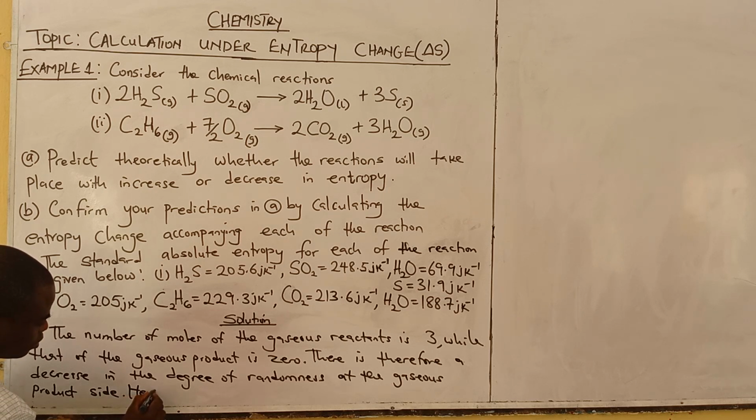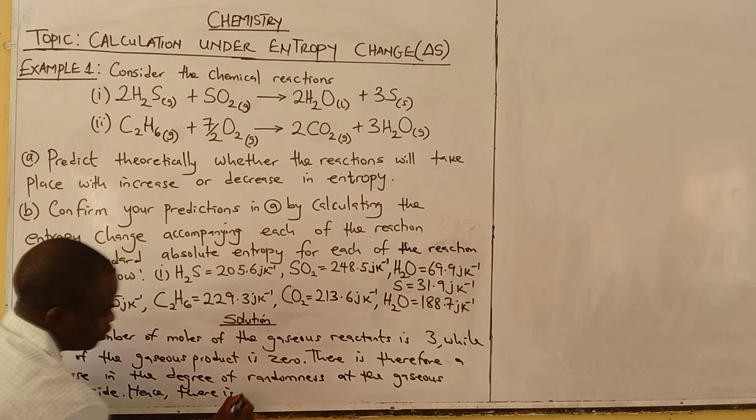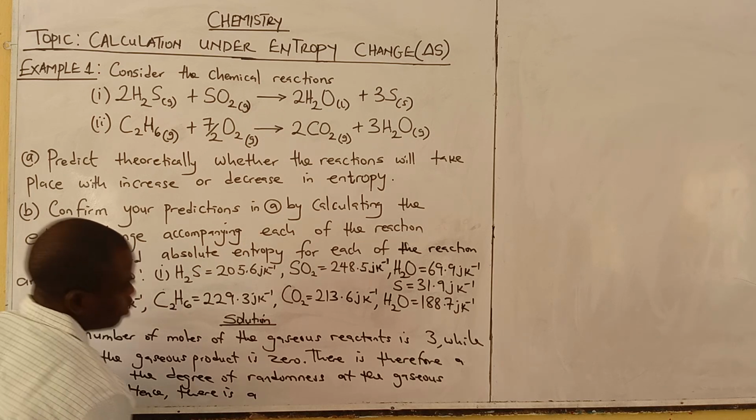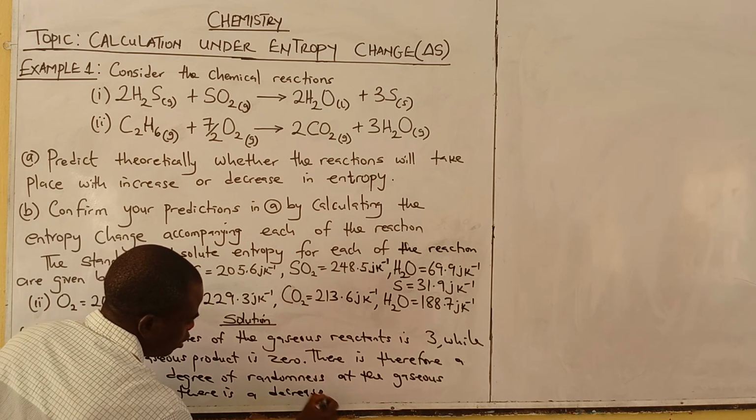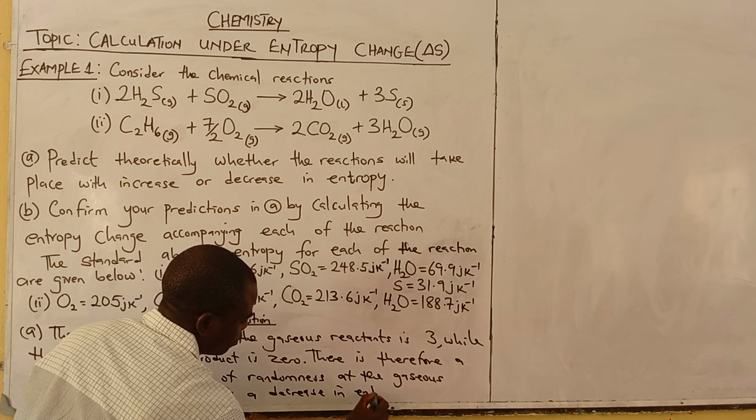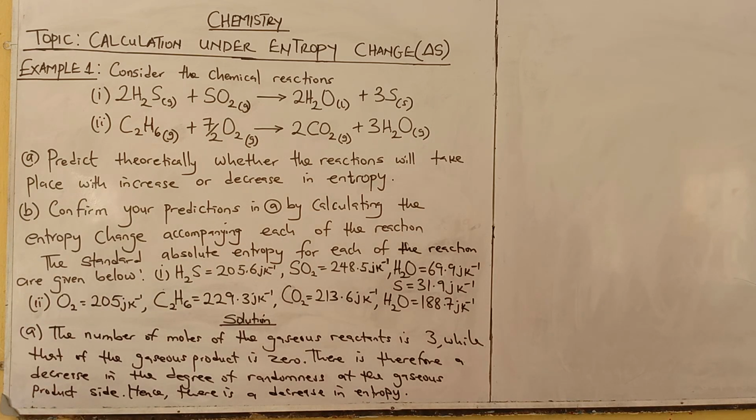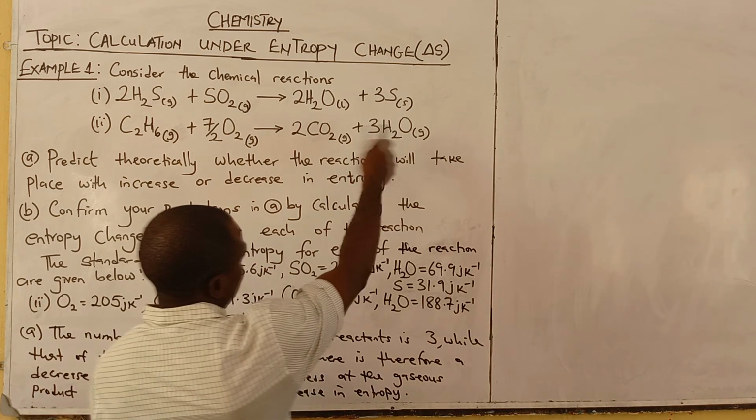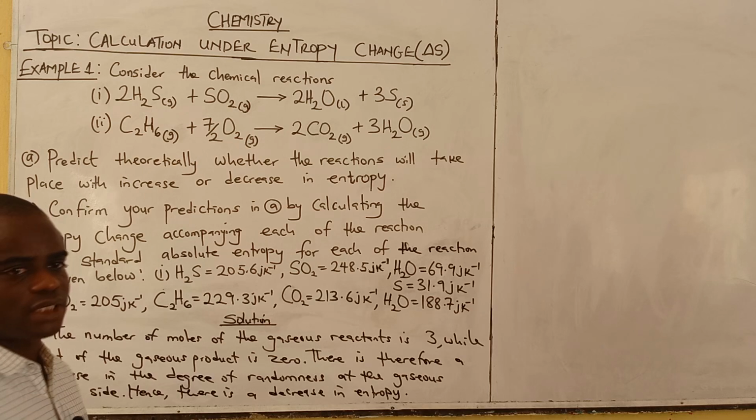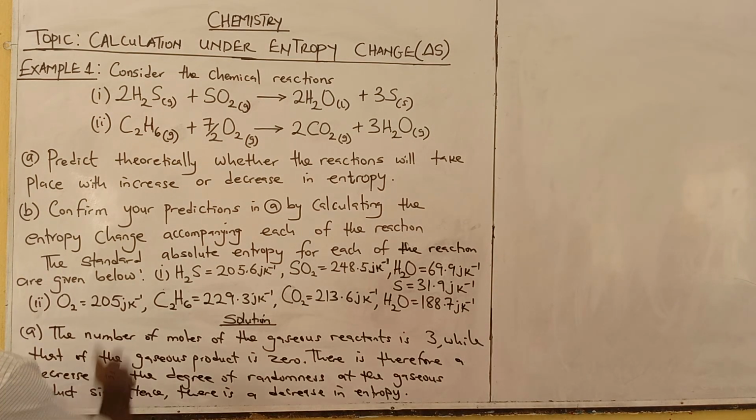Hence, there is a decrease in entropy, which is like a decrease in the randomness at the product side. Is that okay? That one solves the first one.